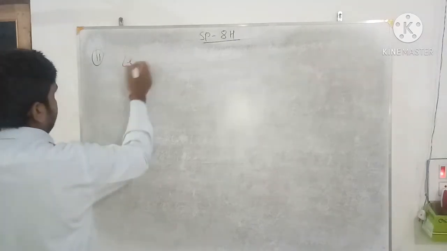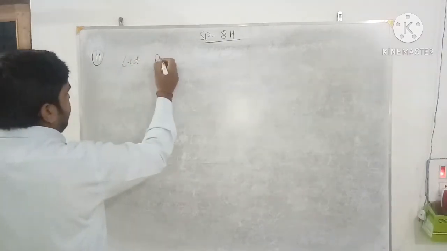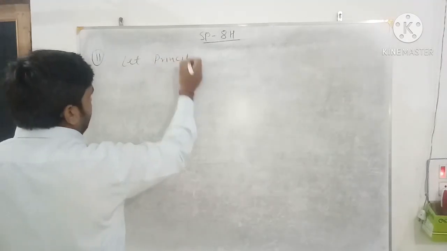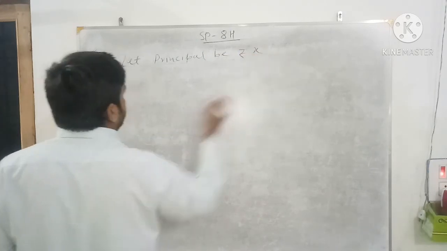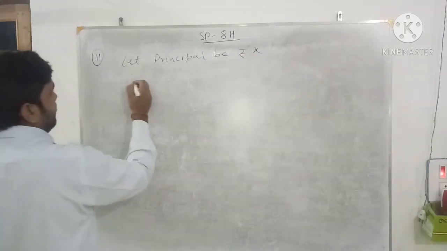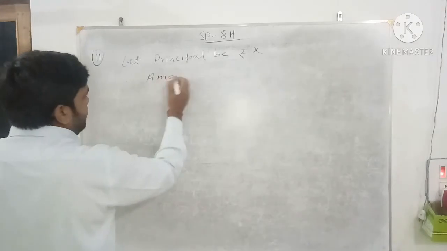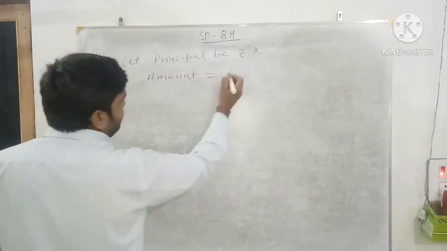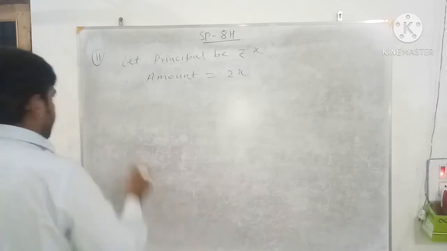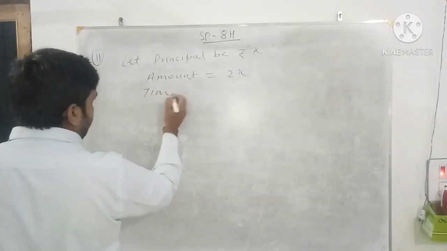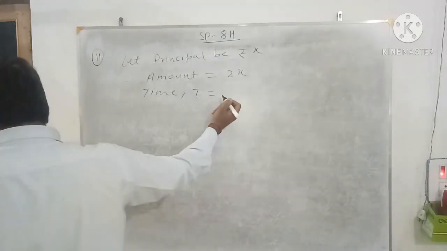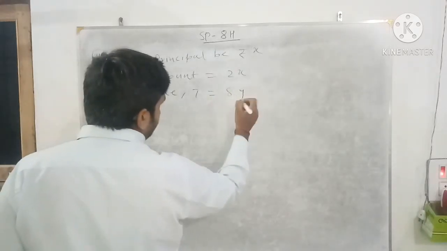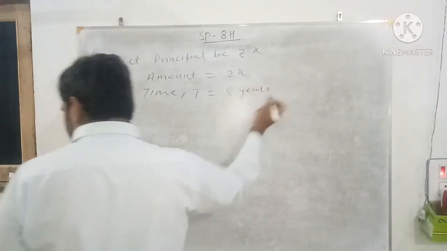A sum doubles itself in 8 years at simple interest. So let the principal be rupees x. Therefore the amount equals double of the principal, 2x. Now the time, in how many years? This doubles in 8 years.